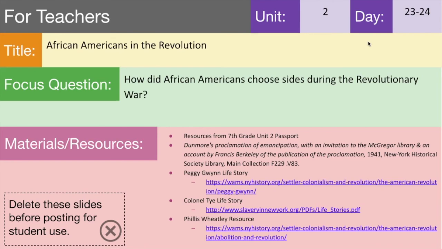Again, this note-taking strategy might be beneficial to have students use as they read the sources before they answer the guiding questions. That wraps up the Unit 2, Day 23 to 24, African Americans in the Revolution lesson. I hope this video was helpful. Remember that you can use the note-taking strategy we went over today for lots of different lessons in the Passport to Social Studies curriculum.